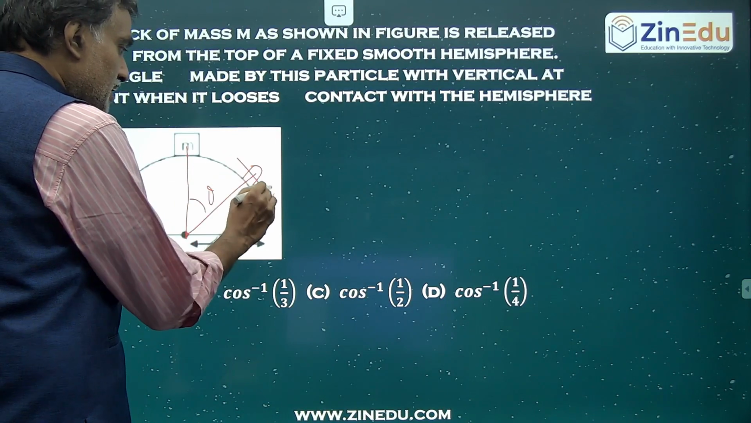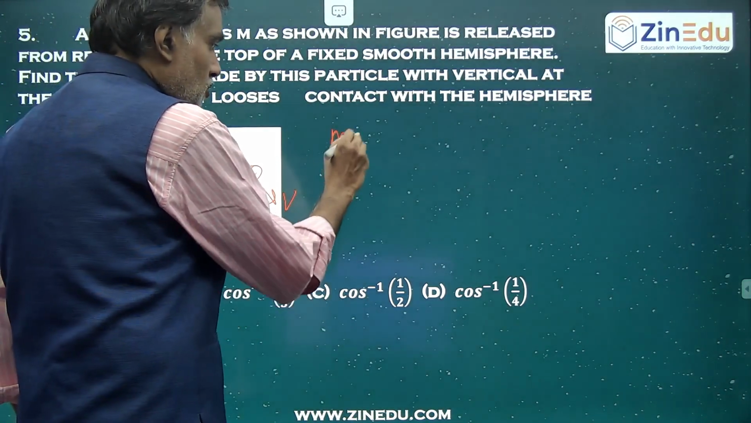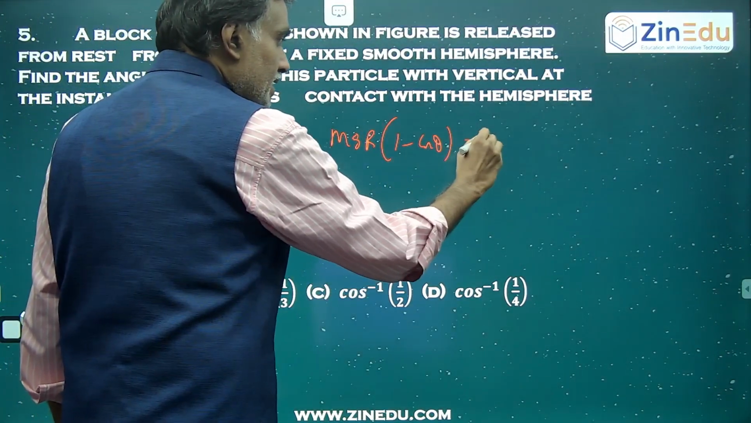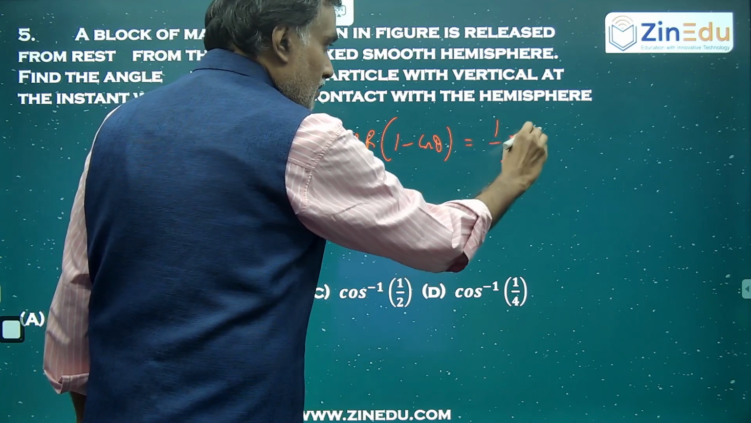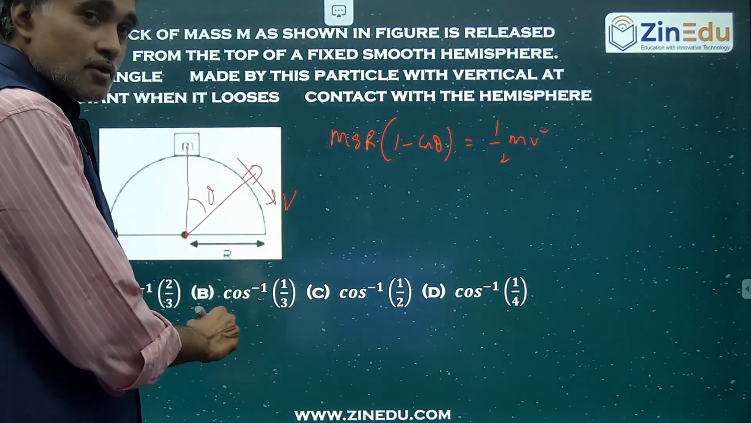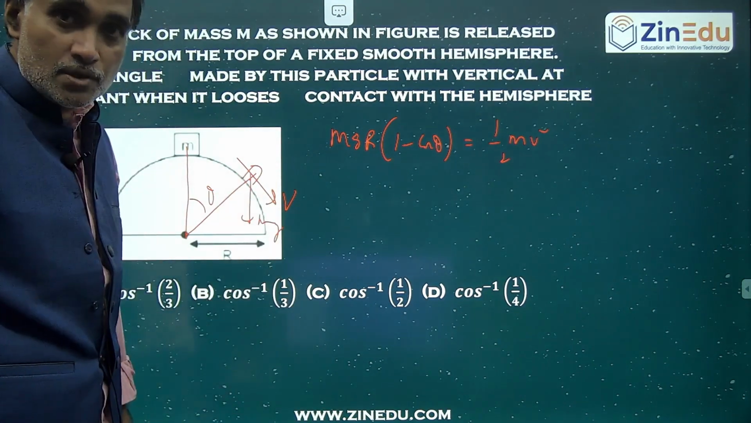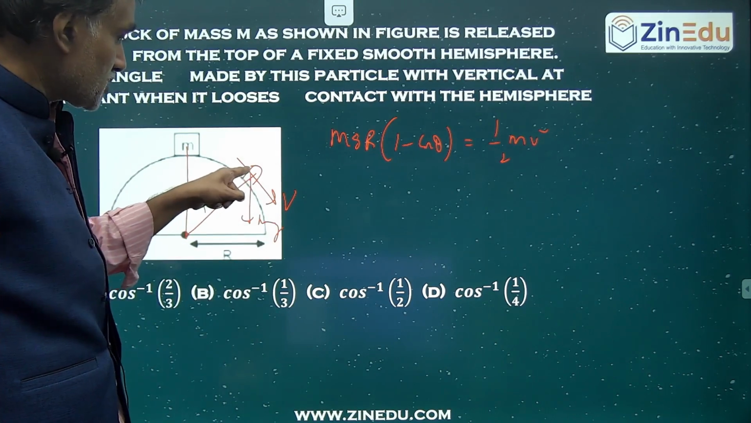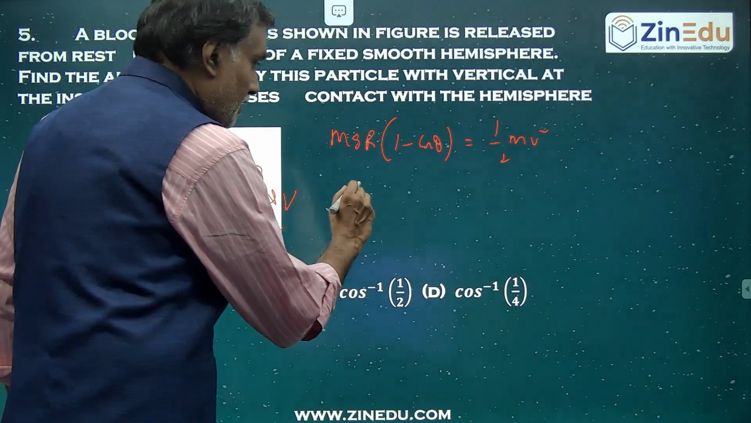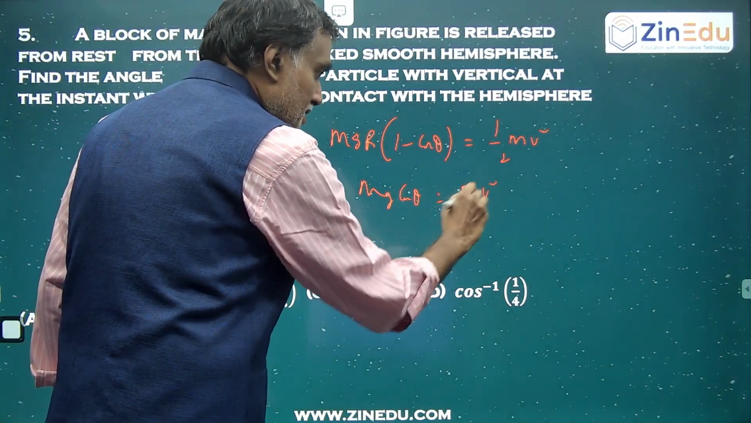Let us say the velocity here is v. Then from here to here, what is the potential energy loss? R into 1 minus cos theta, that is equal to the kinetic energy gain, that is half mv square. Then here, what are the forces acting? Because it has just lost contact, the normal force has become 0. The only force acting is the gravitational force at that instant. What is the component of gravitational force towards the center? mg cos theta. That is equal to mass into centripetal acceleration, that is v square by r.